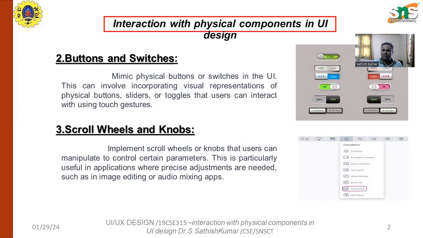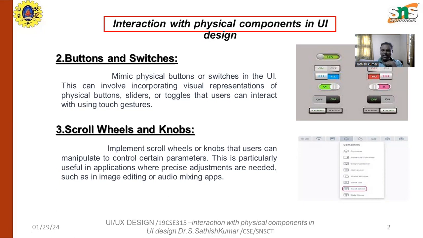Next one is buttons and switches. On this left side, we have an on button, an on/off button, a yes or no button. These are some of the buttons we have used for the switches in the user interface. They involve incorporating visual representations of physical buttons, sliders and toggles that users can interact with using touch gestures. So these are the buttons and switches.